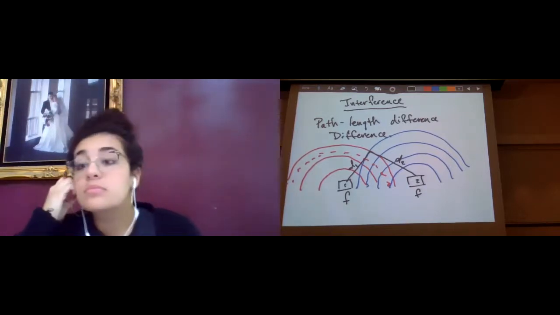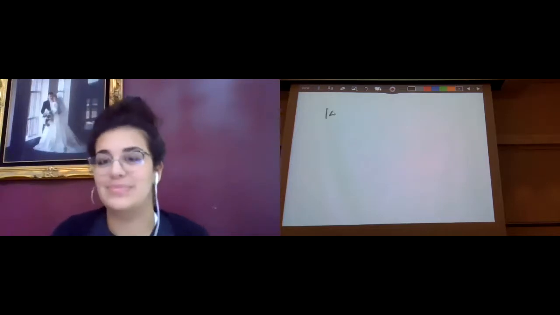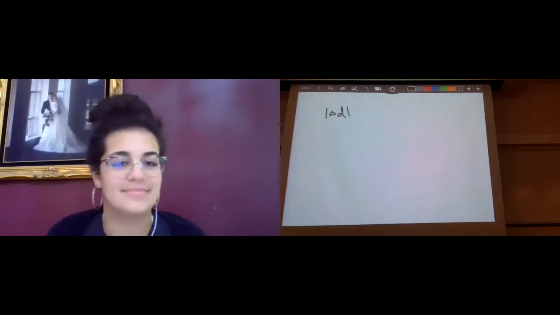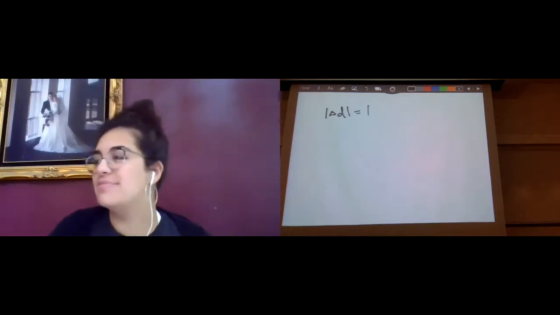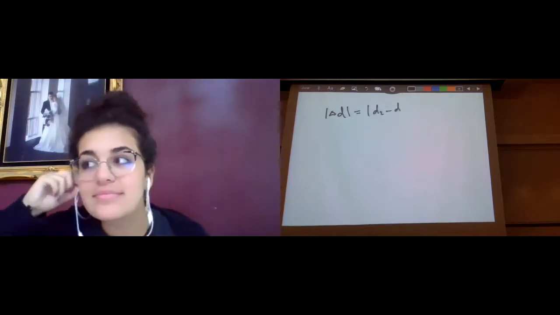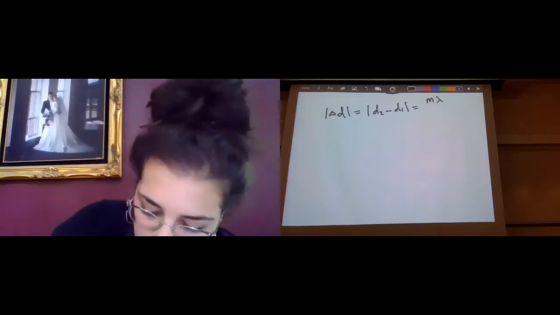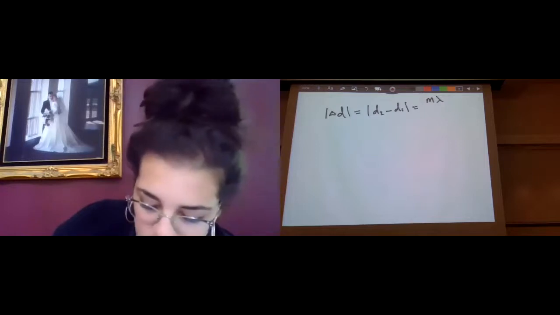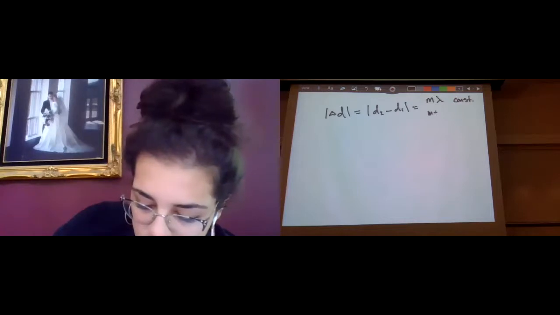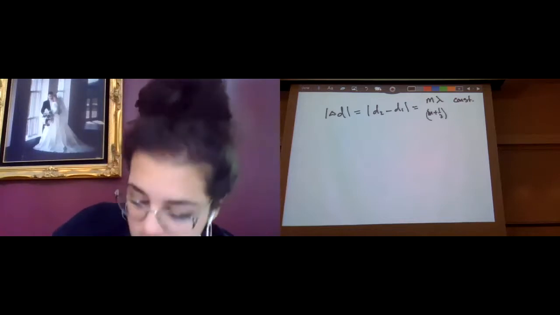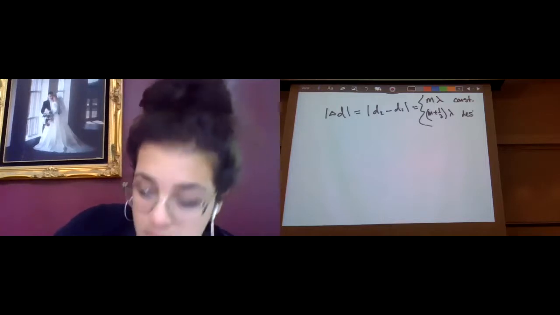So by looking at the difference between these two distances, or these two paths, I can then determine if it's constructive or destructive interference. So the way this works is we say that the absolute value of the difference between those two distances is equal to the absolute value of d2 minus d1. If this is equal to an integer number multiplied by the wavelength, this is equal to constructive interference. If it's equal to a half integer of the wavelength, this then is equal to destructive interference.